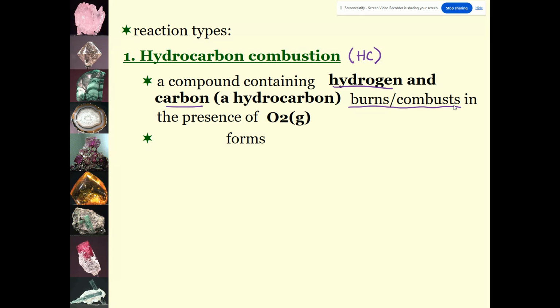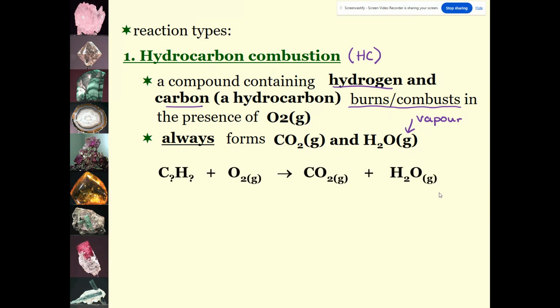Now, the nice thing about hydrocarbon combustions is the products are always the same no matter what the hydrocarbon is. It's always producing carbon dioxide gas and water gas or vapor. You do not have liquid water coming out of a burning scenario unless it's in a closed system, but most of the time it's in open systems and you're going to have water vapor being produced. So this is the generic formula that you'll see written. C something H something is reacting with O2 to make CO2 and H2O.